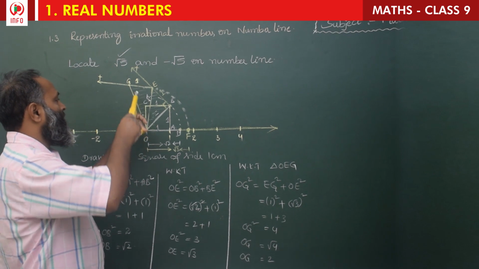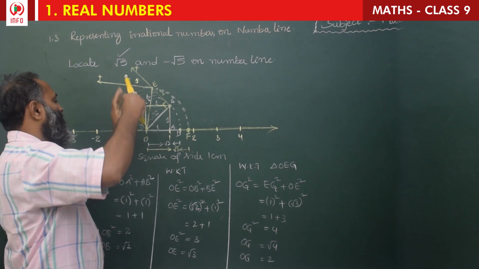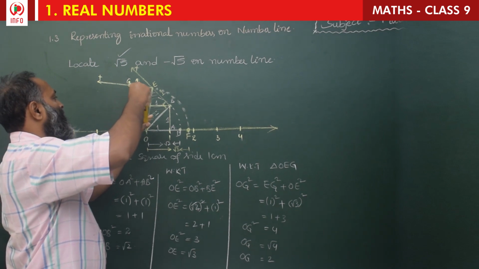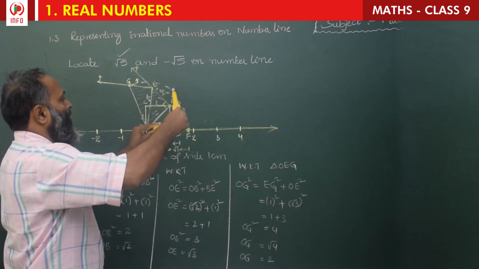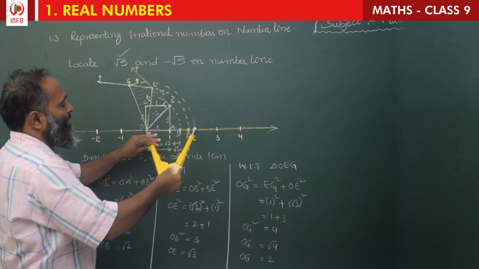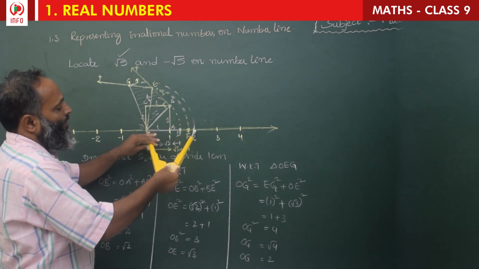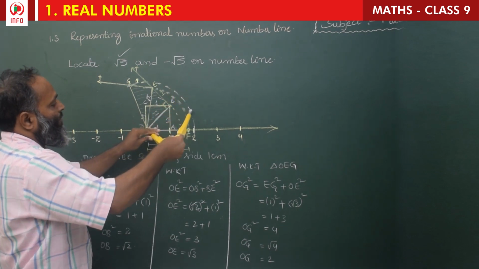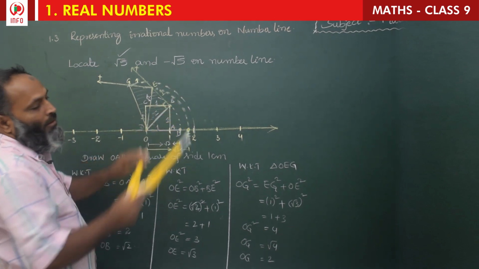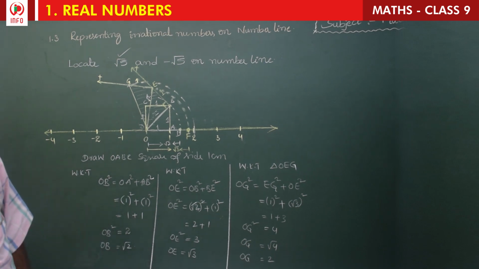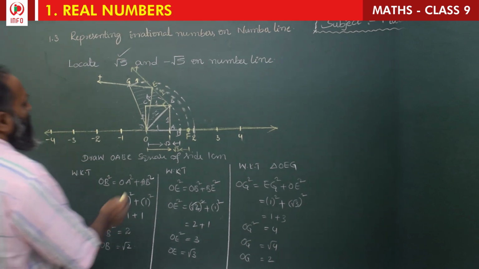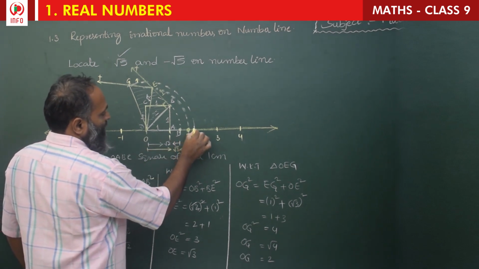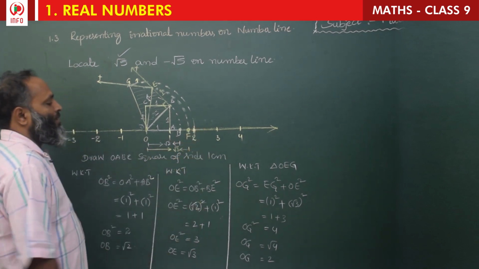So with O as a center and OG as a radius, draw a curve which cuts at a point exactly on 2. So it cuts exactly on 2 like this. That means OG is equal to 2, so it marks on 2.